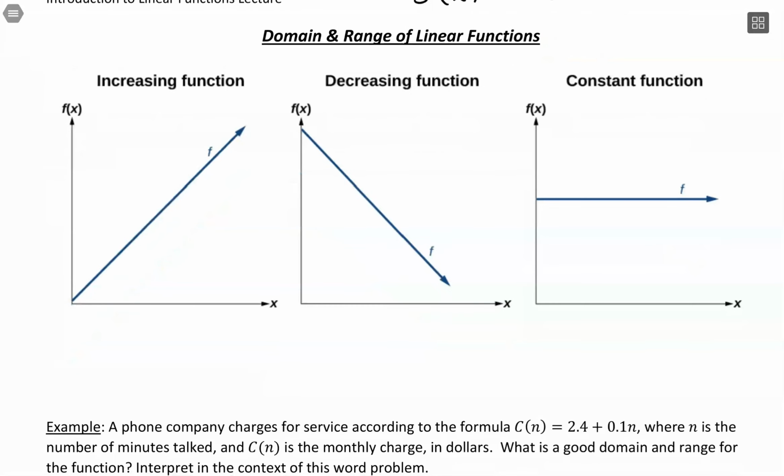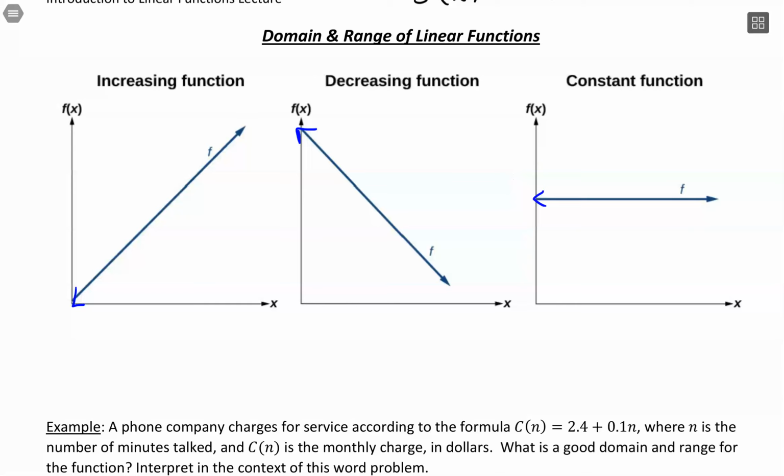So here I just included some graphs of the three types of linear functions we would see, and actually I should even have these arrows continuing on forever and ever. So increasing function, decreasing function, and then the constant where it's a horizontal line. The key is if we made the domain for these, we could see for every single one, x is defined absolutely everywhere. And for y, same thing, defined absolutely everywhere.